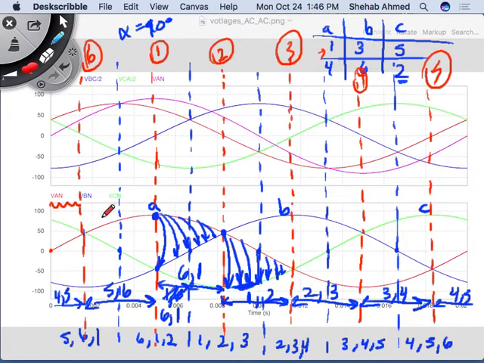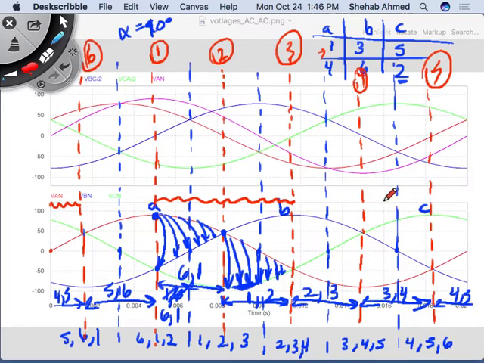How about here, 5 and 6? 5 and 6, nothing on phase A. Voltage is coming from phase C back to phase B. What's the voltage on phase A? It's an open circuit, it's 0, right? So here there's nothing. How about here? Here it's 6 and 1, so 1 is there. And then here also there's 1 and 2, so all of this period I expect to see some voltage on phase A, right?